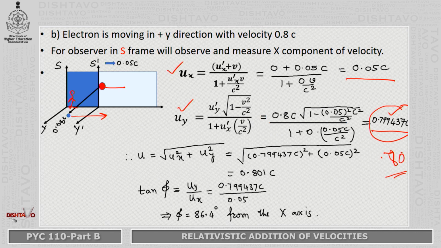And then, as you know, there are two components, ux and uy. So, the resultant velocity will be the square root of ux square plus uy square. So, you get 0.801 c. And what will be the direction? The direction will be given by tan phi equals uy by ux. Substituting, you will find that phi is 86.4 degrees from the x axis. So, the observer in the S frame will observe the electron moving at 86.4 degrees from the x axis.